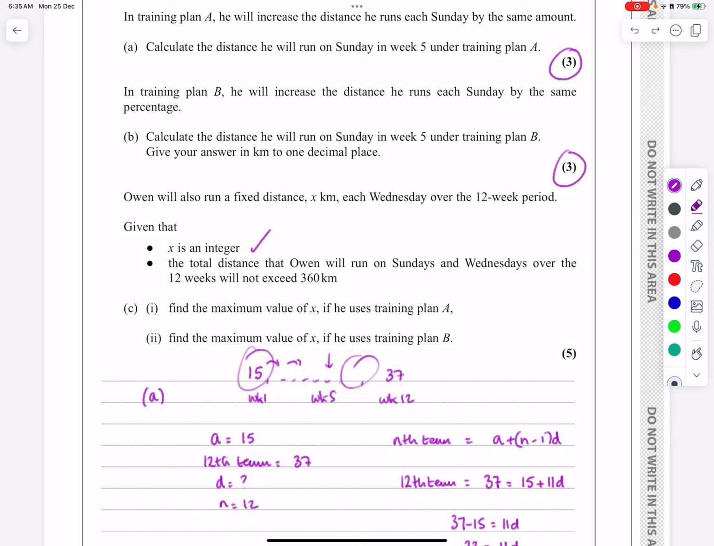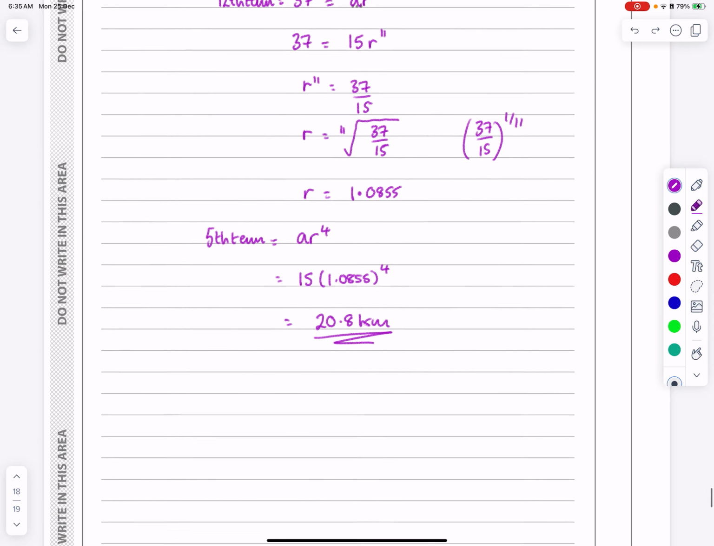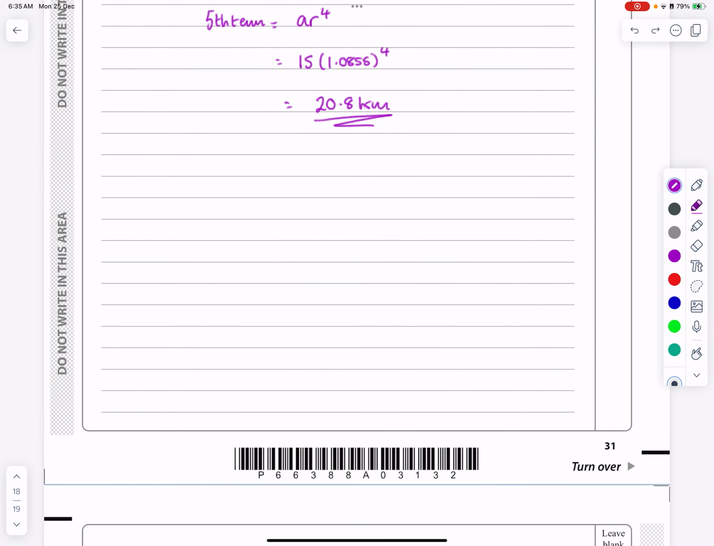Even if you don't get the rest of it afterwards, you can say for C part 1, what I need to do is to find the sum of the 12 terms he's got on that arithmetic progression. So let's make a start with this. As I'm doing this, I'm not 100% certain where I'm going with it, but I know that what I need to do is find the total for Sundays. So I'm explaining to the examiner what I'm doing. We're using the arithmetic progression so far for this one.